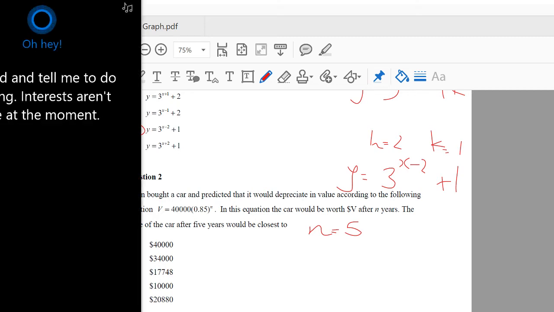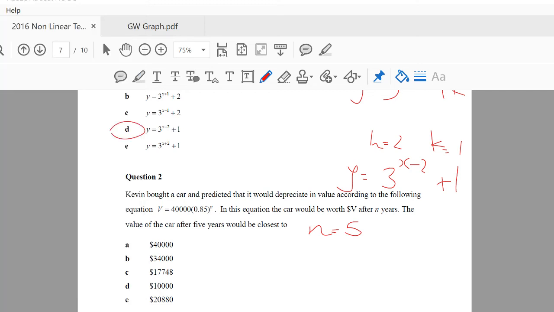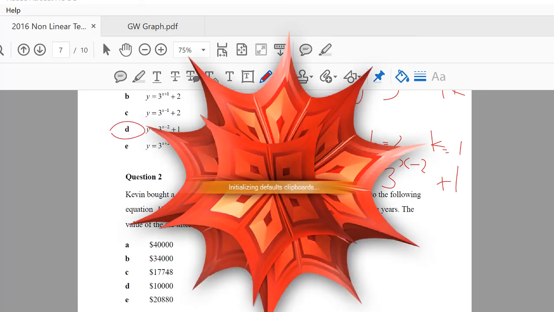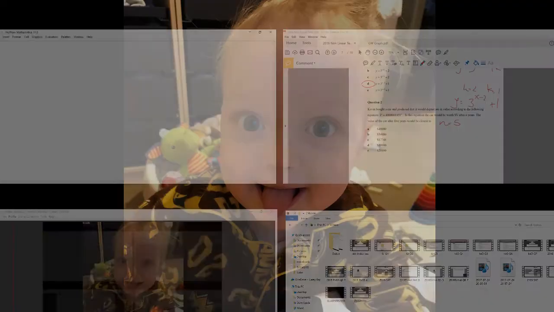Let's get the calculator up. Mathematica. And work out what that is. So if we get Mathematica up and running, and it takes a second. Yes, open the welcome screen. Thank you. New document. Alrighty, so what was that rule again?